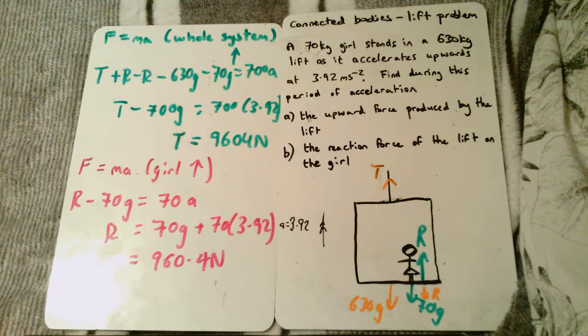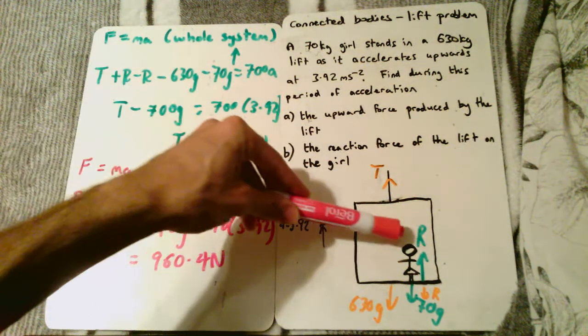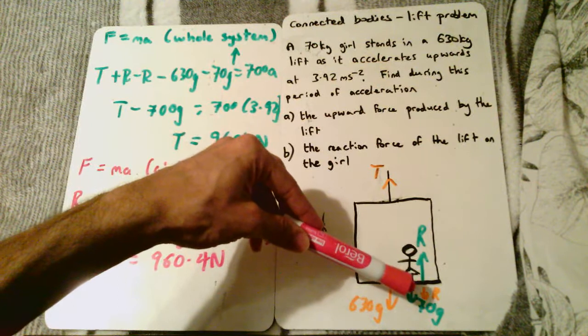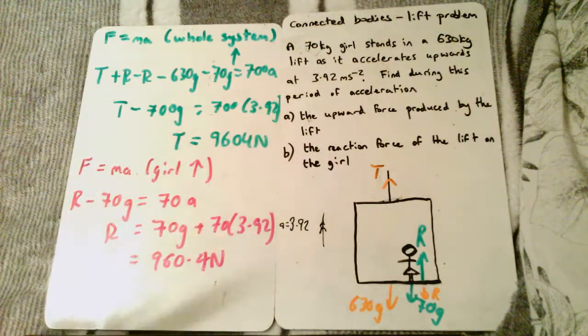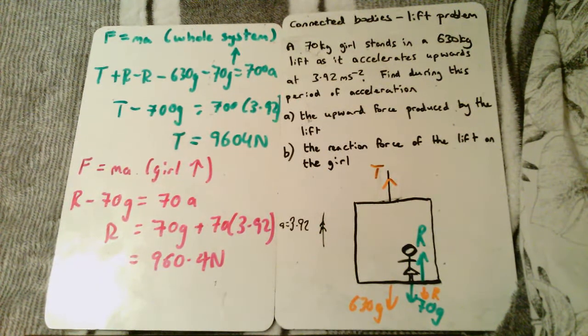So once again, we've done F equals ma on the whole system and then on a separate system, but the key thing in this question was the diagram and understanding that there's a reaction force pushing up onto the girl from the lift and an equal and opposite reaction force pushing back down on the lift. This is always the case in lift problems and always the case in connected body questions.